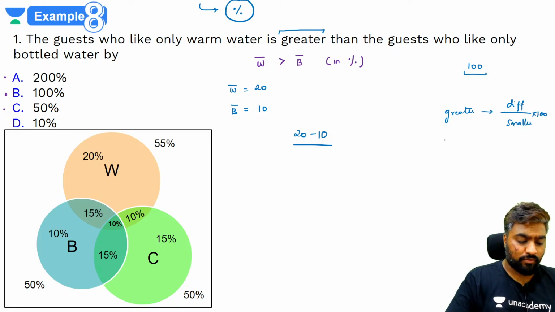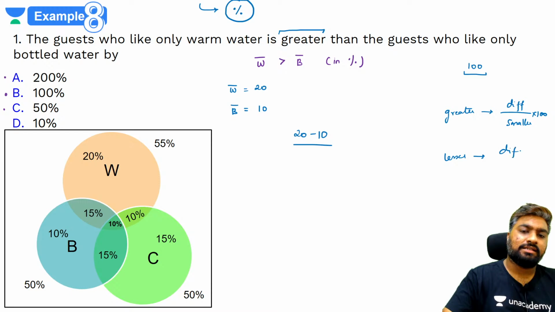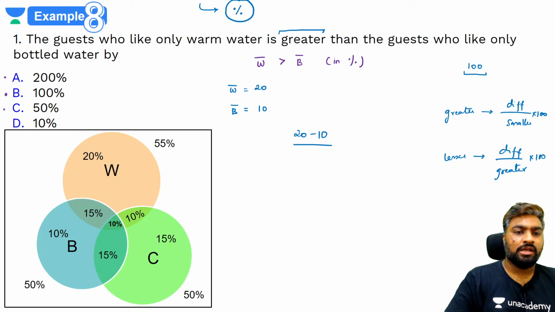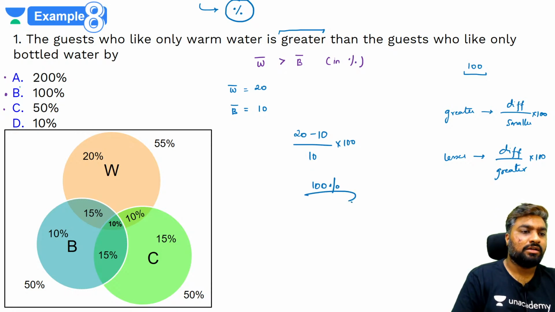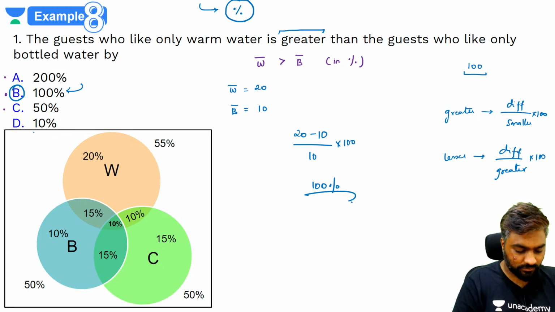If they ask how much smaller is one value, lesser, then it is difference by greater value into 100. Understood? So difference is 10, lesser value is 10, into 100. 10 by 10 is 1, 100% is our answer. Got it? Option B, 100% is right.